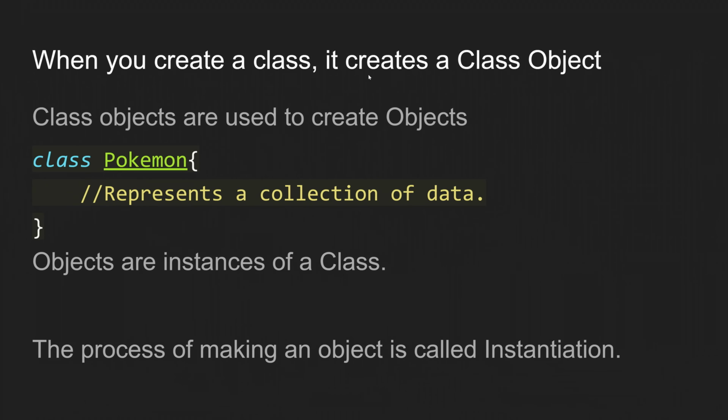When you create a class, it creates a class object. So you write your code, and then you press play. Before you create any objects, it will create something called a class object. That class object doesn't actually exist. It's not actually implemented. It's more of a template that gets used to create your objects. Your objects are the instances of that class. The process of making those objects is called instantiation.